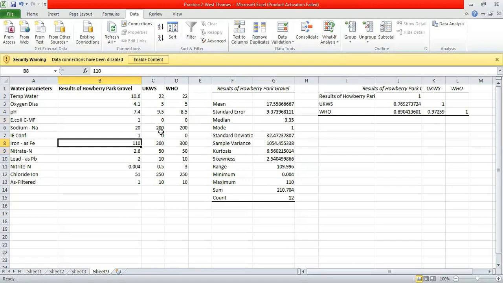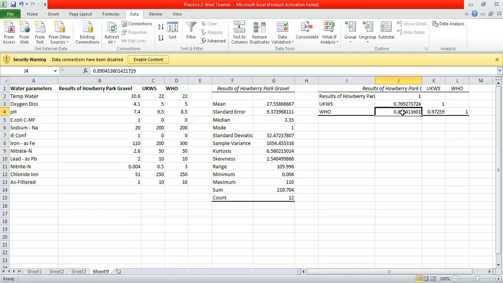This is the test result, and the standard is 200 for UK. It means that this contaminant in water is actually very close to the red mark, which is not a good thing. So that is why, if we are having a positive correlation, which is closer to 1, it means that this water source is not okay. That is the first analysis you must be thinking of using the correlation data analysis method.